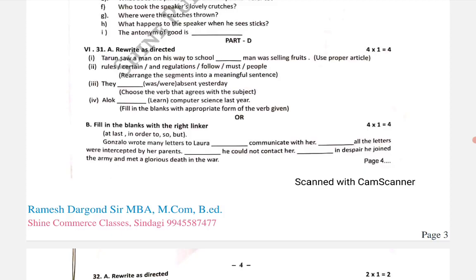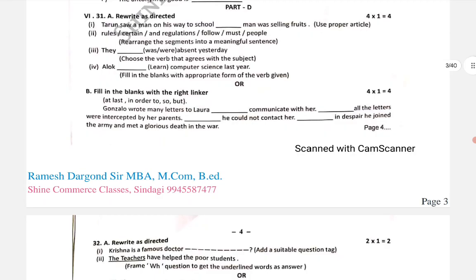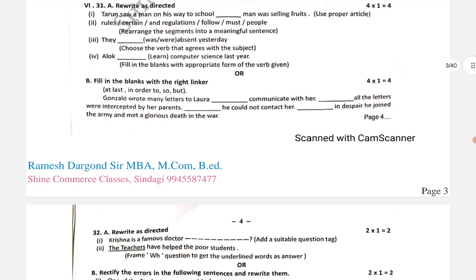People must follow certain rules and regulations, like this. Rearrange the segments. Then, they were absent. They were absent yesterday. Okay, done. Alok, computer science, last year, past tense. Then learned. Alok learned computer science last year. You can write learned also, I think. Learned is also correct. Okay.